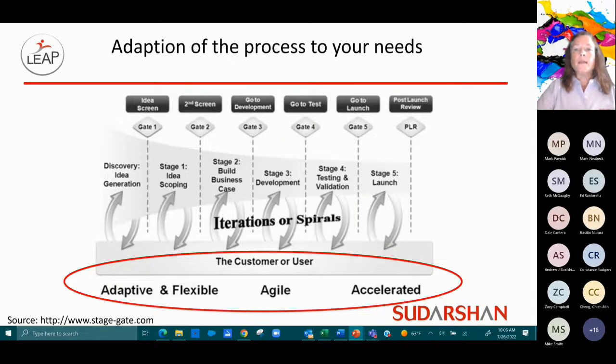Of course, every process needs to be adaptable to meet your needs. Stage gate does allow for us to choose the appropriate process to match the program that we are looking to work on. So the key here is to make sure that the process selected is adaptive and flexible. Certainly it needs to be agile, because things can go off kilter and off track very easily if not followed correctly. And it also needs to be able to have some sort of acceleration if required.